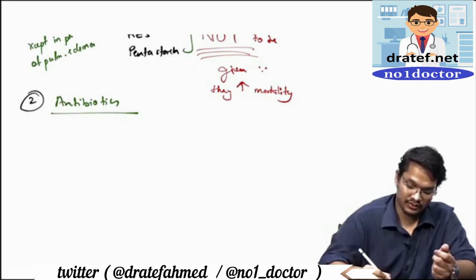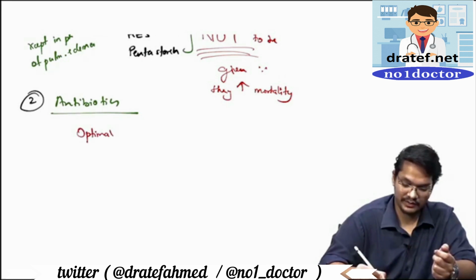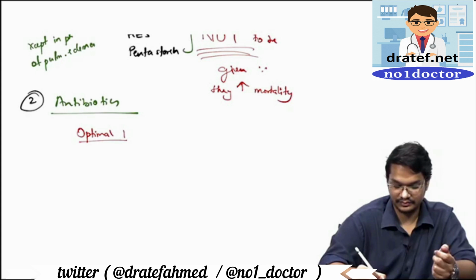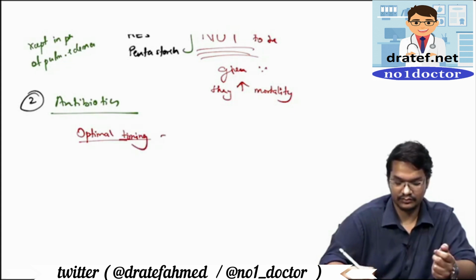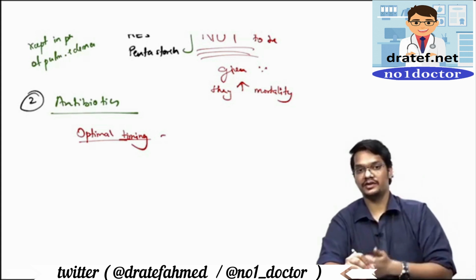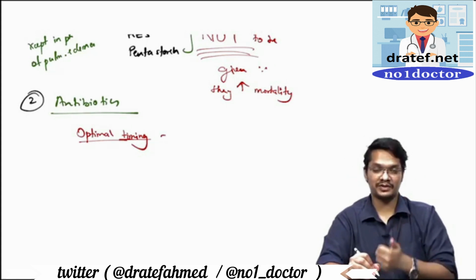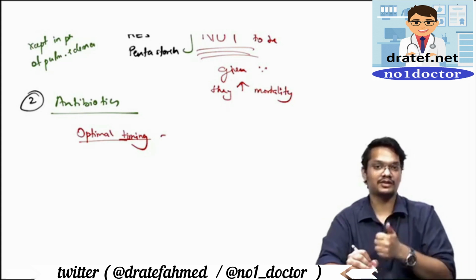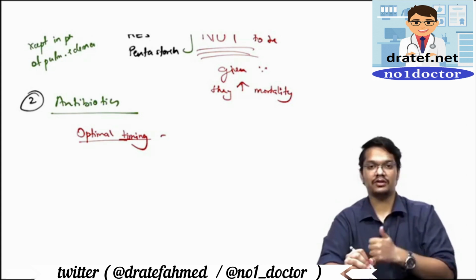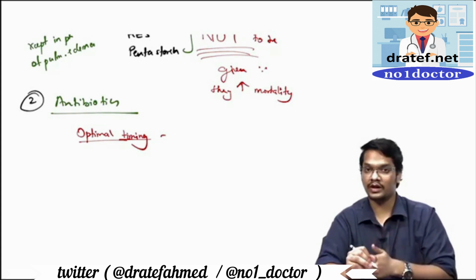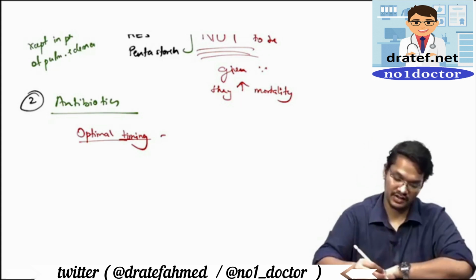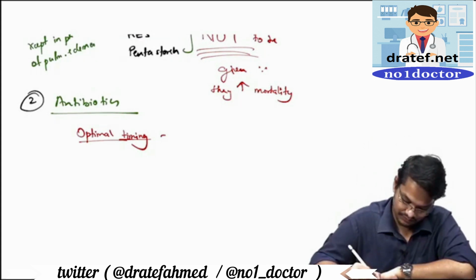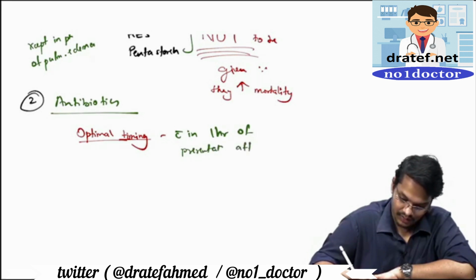Okay. First thing, what is the optimal timing of starting antibiotics? It has to be started within 1 hour of the patient presenting to the hospital, preferably after taking a blood culture. You have to take a blood culture first, then you start the patient on antibiotics, and preferentially within 1 hour of the patient presenting to you with the symptoms. Okay. So within 1 hour of presentation, after taking culture.